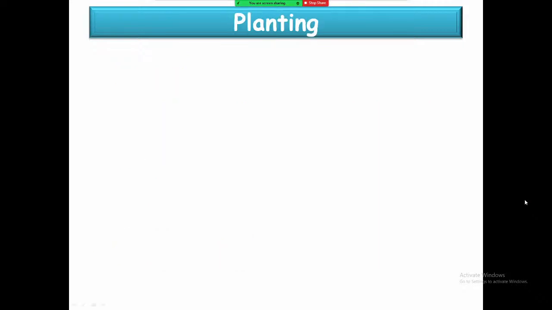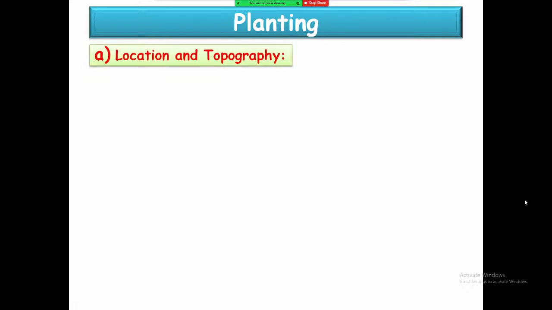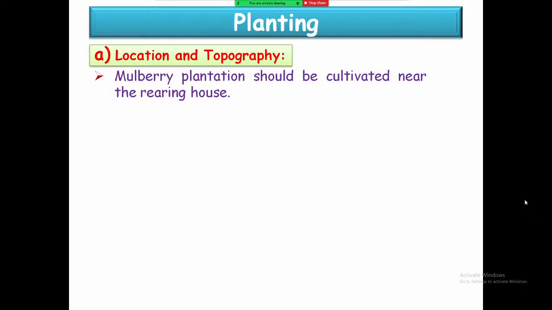Then the planting. When you go for the planting of the mulberry plant, first you go through the location and topography. You can select the proper location and topography of that particular place. So in location and topography, mulberry plantation should be cultivated near the rearing house.